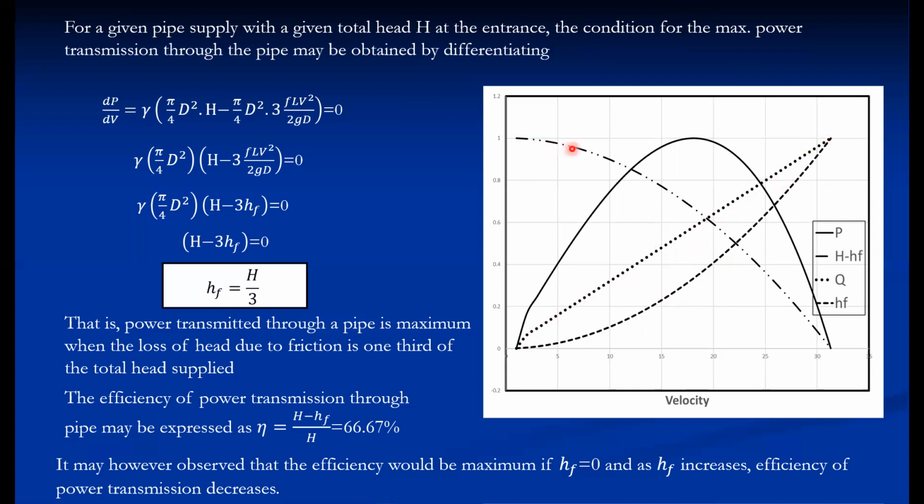As far as H minus HF is concerned, initially HF is 0, so H minus HF is equal to, we can say, 1. Then it continuously decreases exponentially because HF increases exponentially. That's why this decreasing trend and this increasing trend are almost similar, because H is constant here.